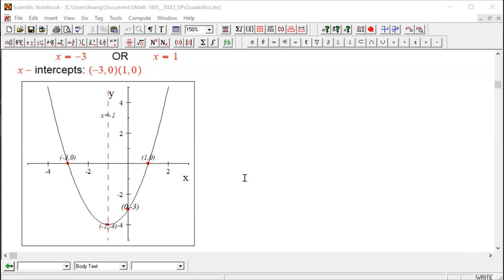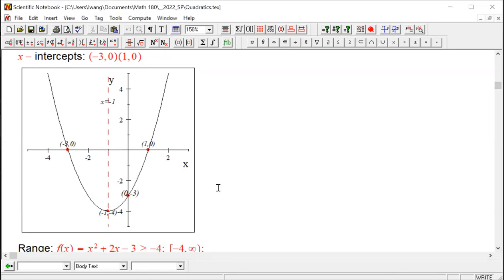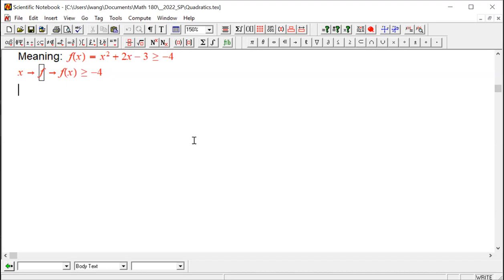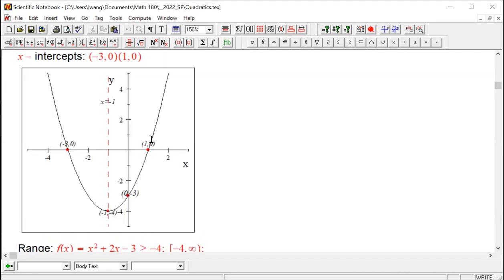So now we got the sketch, right? And next we make some narratives. We have talked about the maximum, minimum, and we have drawn the line of symmetry. The equation of the line of symmetry is also drawn, x equals -1. All of these are marked. And next, we're going to do a couple of examples to work on the notation.